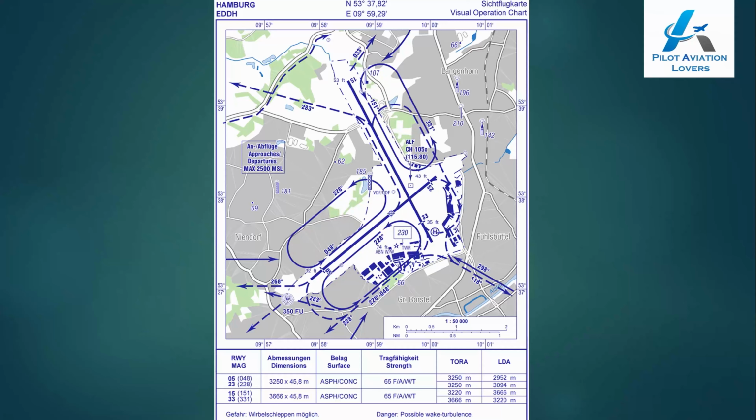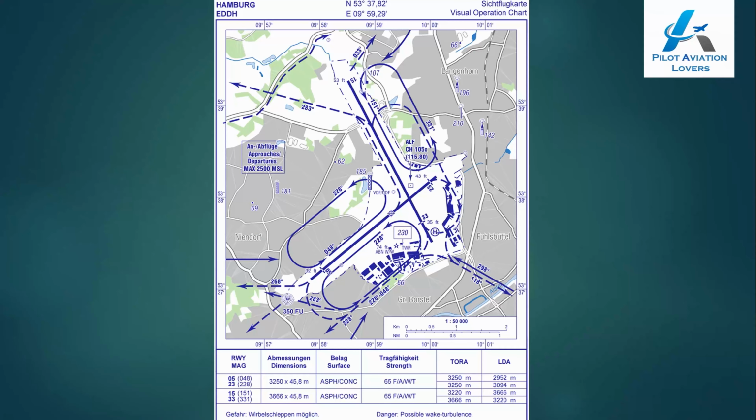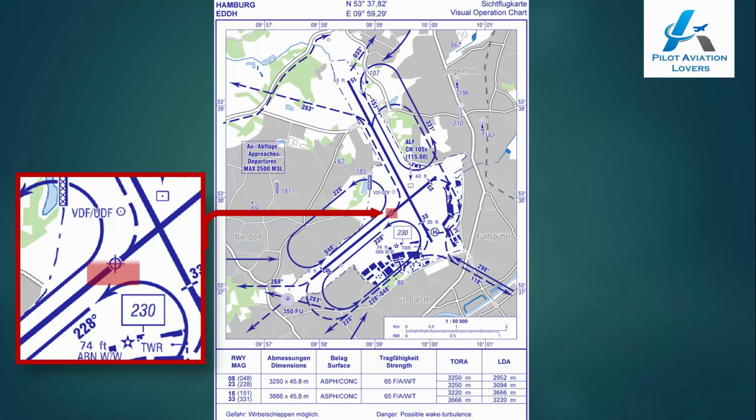This framed 230 stands for the highest obstacle on the chart at 230 feet above sea level. In this case, it would have to be the tower, if I'm not mistaken. Apart from that, we see several other height indications, which are always given in feet for the obstacles. This point, marked in red, is the so-called airport reference point, which is more or less a measure of the airfield altitude.